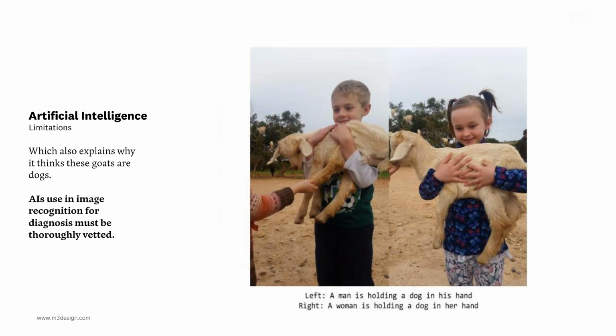Which also explains why this AI thinks that these goats are dogs, because it's really only ever seen goats outside and dogs with people. So the point here is that this really highlights that things that we take for granted as being pretty simple to do, AIs can really struggle with. It can be very difficult for them to interpret some of the differences that we're picking up in photos. And what it's looking at might not be things that we're looking at at all.